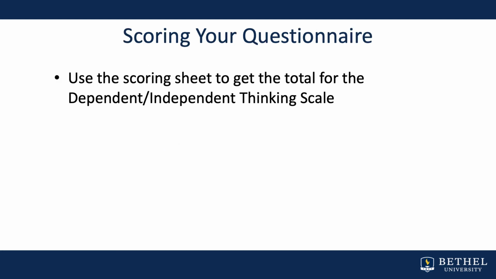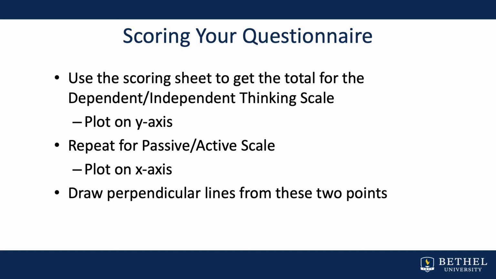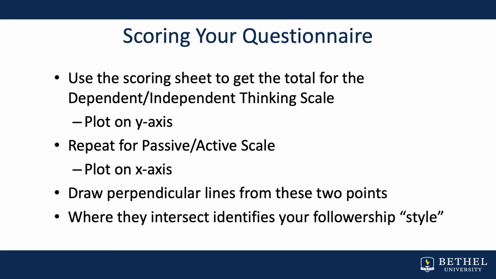As you begin scoring your results, use the scoring sheet in Moodle and look for the results for dependent, independent thinking and plot that result on the Y-axis line. Repeat this step for your passive-active scale and plot that result on the X-axis line. You'll then draw perpendicular lines from each data point until they intersect. Where they intersect identifies your followership style.